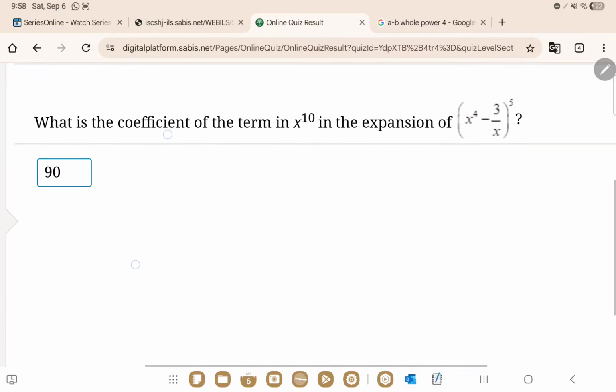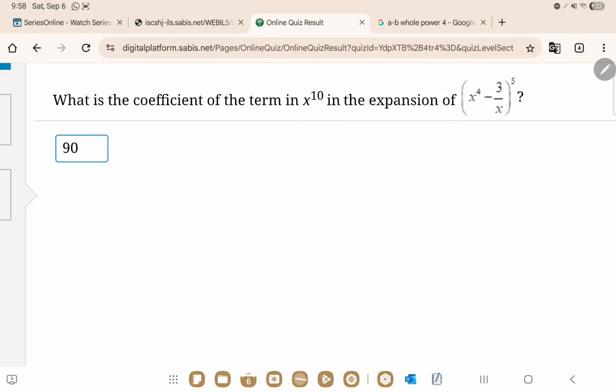What is the coefficient in the x10 term? Now here it's the exact same thing, but in this case we have x in both A and B. So what do we do now? We need to balance the x's between the two. So this is what we do. We take the x in A, so x to the power of 4. Now, wait, let me write the equation. So it's 5ck, and then into x^4 to the power of 5 minus k, into negative 3 over x to the power of just k.